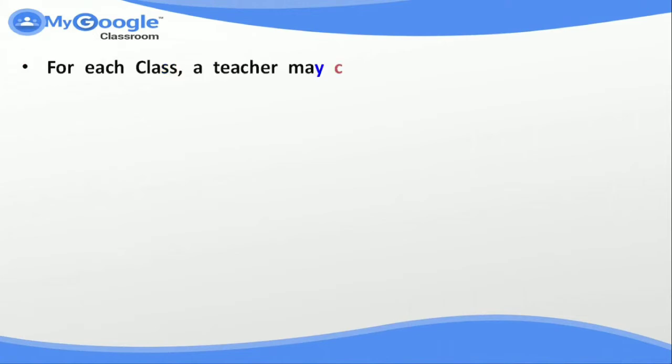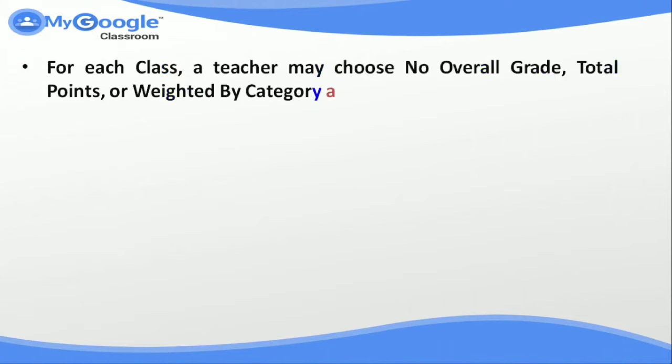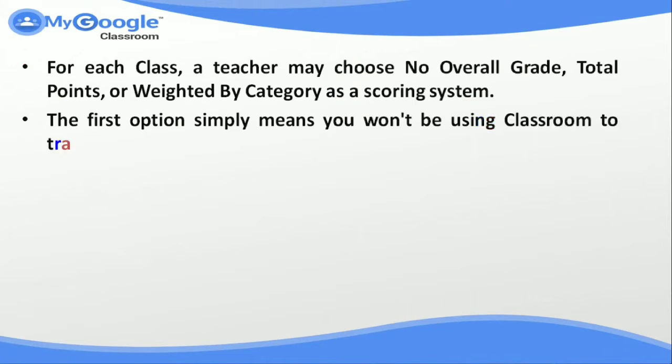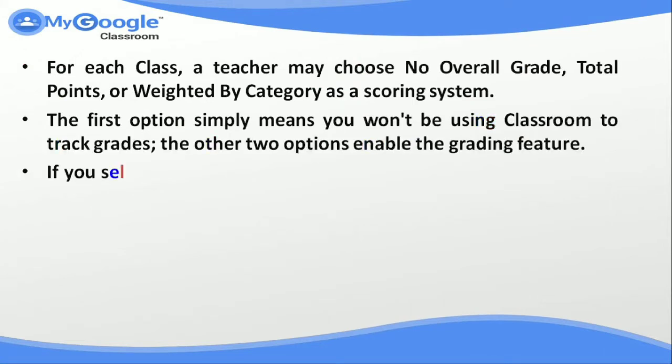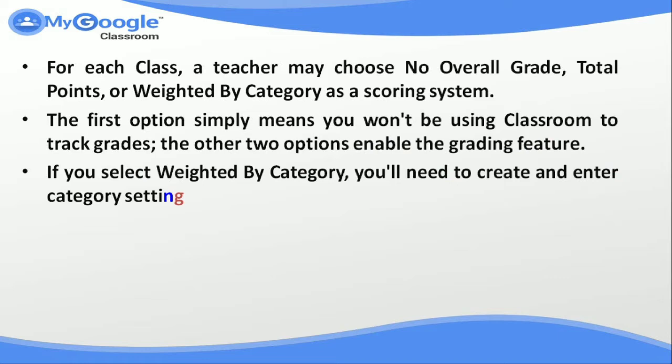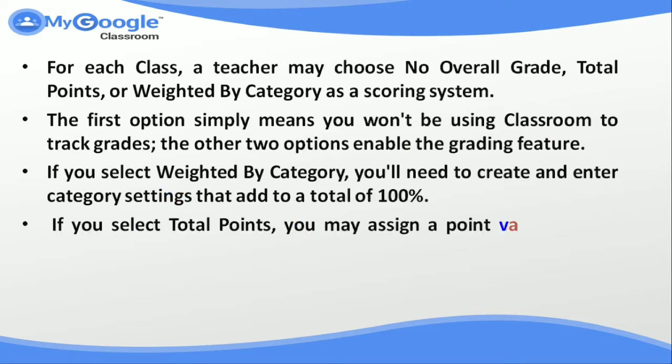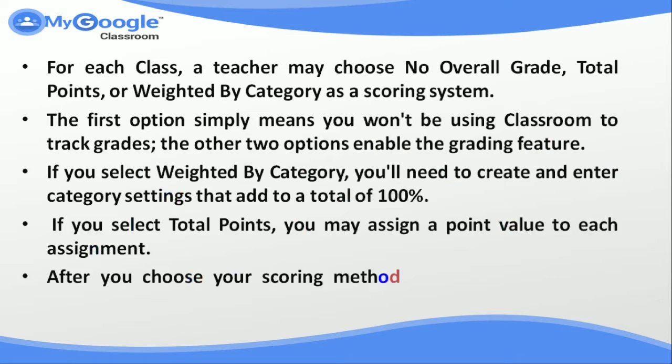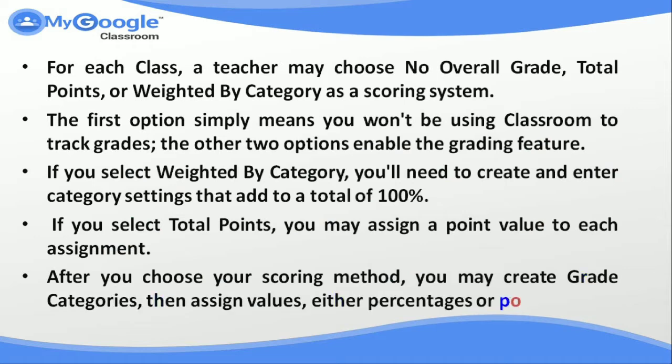For each class, a teacher may choose no overall grade, total points, or weighted by category as a scoring system. The first option simply means you won't be using Classroom to track grades. The other 2 options enable the grading feature. If you select weighted by category, you'll need to create and enter category settings that add to a total of 100%. If you select total points, you may assign a point value to each assignment. After you choose your scoring method, you may create grade categories, then assign values, either percentages or points.